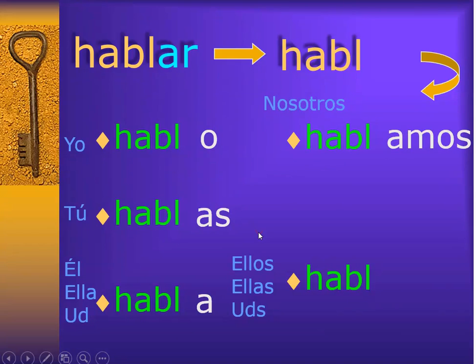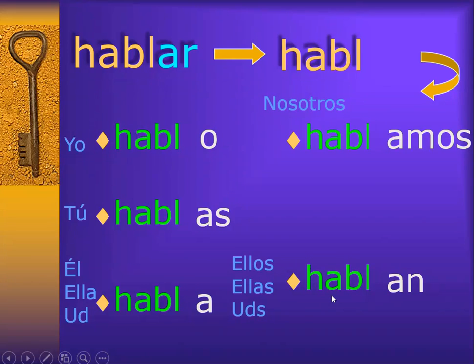How about nosotros? Nosotros, we are going to add the ending amos. Nosotros hablamos. If you say we speak Spanish, nosotros hablamos español. And for ellos, ellas y ustedes, remember they always use the same form of a verb, although they don't mean the same thing, you're going to add an. Ellos hablan, ellas hablan, ustedes hablan.